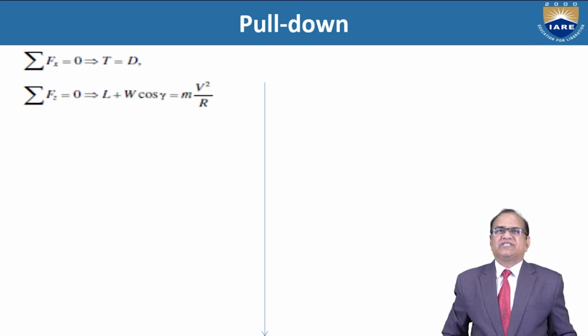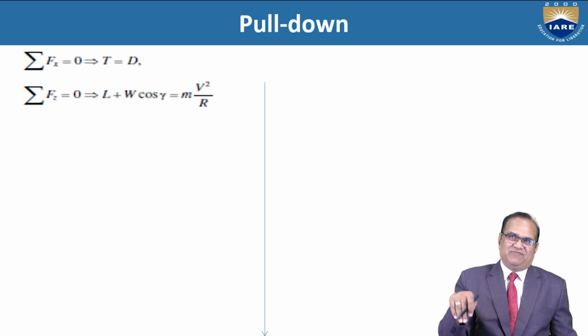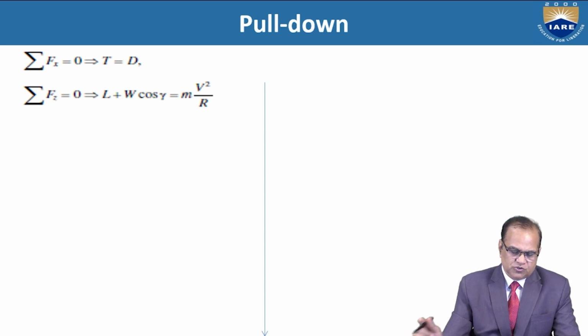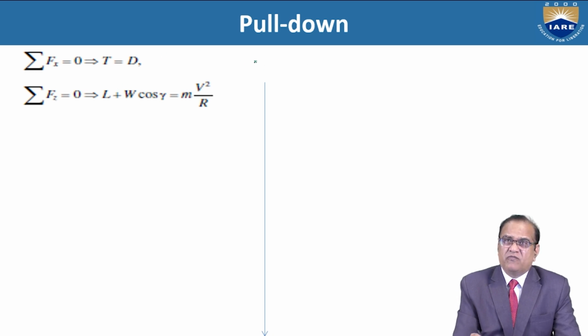Now we will see the pull down. What is the meaning of pull down? When the aircraft is falling from top to bottom, it is called the pull down. In this case, the sum of Fx is equal to 0, so T is equal to drag in the x direction, and for the vertical forces, in place of L minus W, here it is L plus W, because both are in the same direction. If you see the first diagram, your aircraft is here, with L and this is the W. So here L plus W cos gamma is equal to m v square by R.